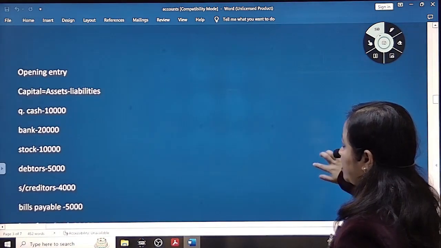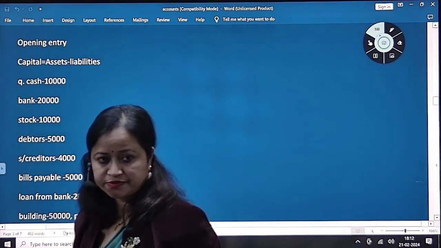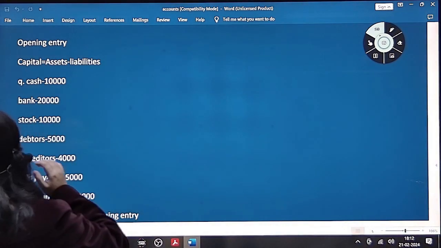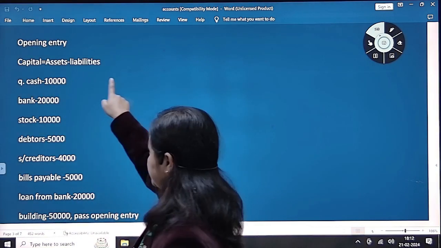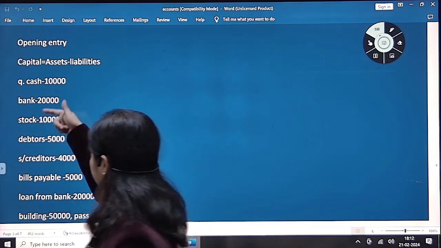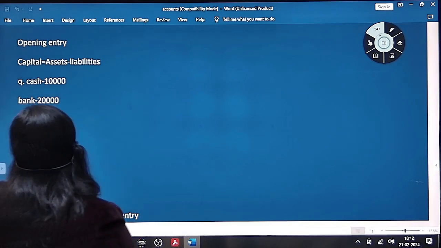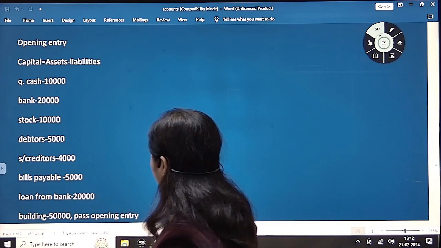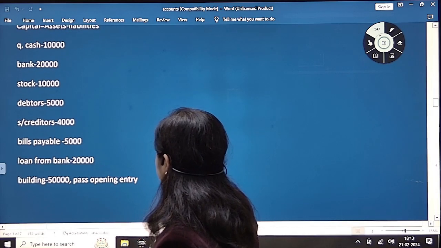Okay, so today we'll do a new entry, that is opening entry. This is based on the accounting equation. So accounting equation is capital equal to asset minus liabilities. Here various balances are given: cash 10,000, bank 20,000, stock 10,000, debtors 5,000, sundry creditors 4,000, bills payable 5,000, loan from bank 20,000, building 50,000, and you are required to pass opening entry.